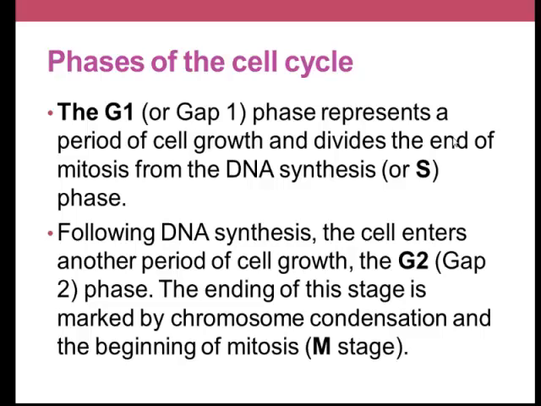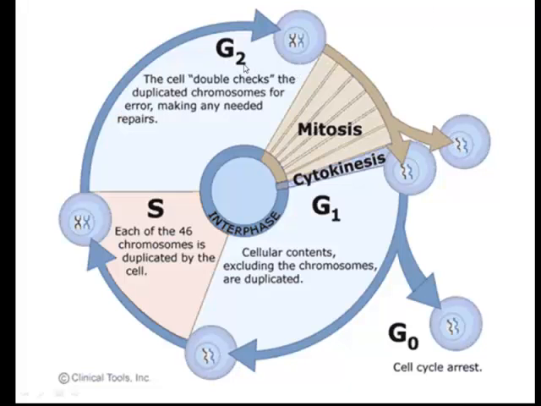The ending of the G2 stage is marked by chromosome condensation and the beginning of mitosis, or M stage. So these are the stages of the cell cycle. We have G1, in which cellular contents excluding chromosomes are duplicated, and then S, in which each of the 46 chromosomes is duplicated by the cell, and then G2, in which the cell doubles, checks the duplicated chromosomes for errors, making any needed repairs, and then M, or mitosis.